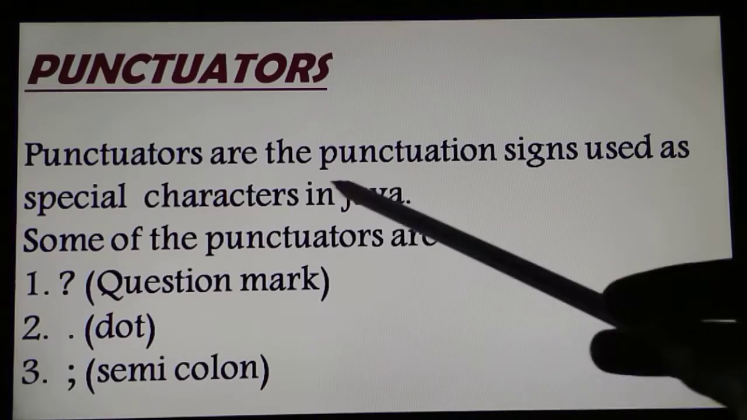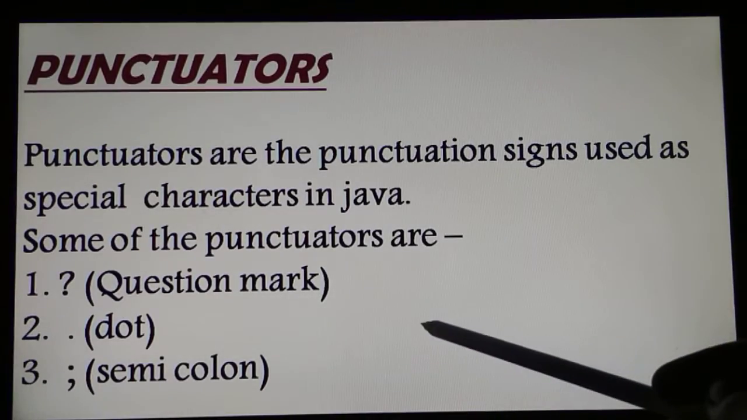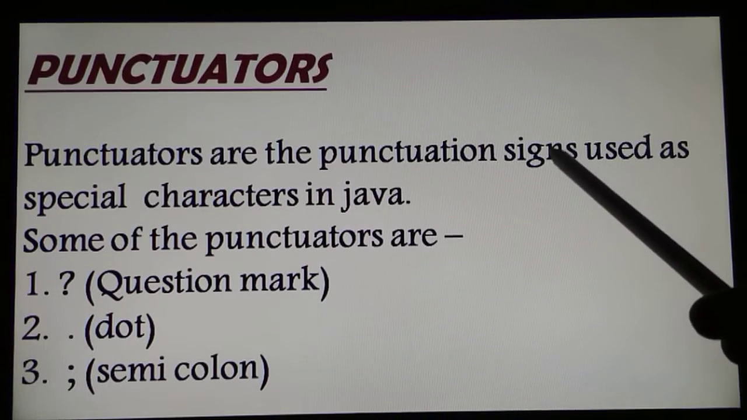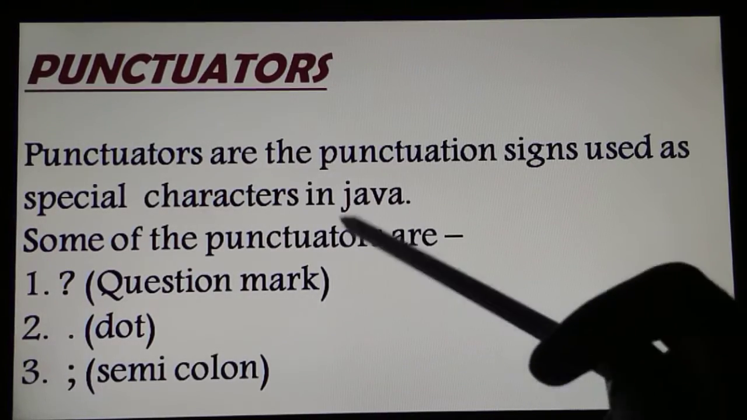Okay, then second is your dot. The dot is used to represent the scope of a function, that is, a function belonging to an object or a class, like System.out.println. Now see here, the dot is being used.